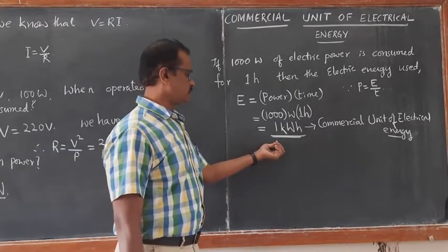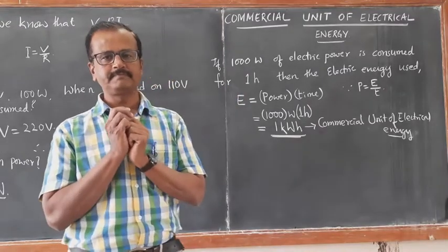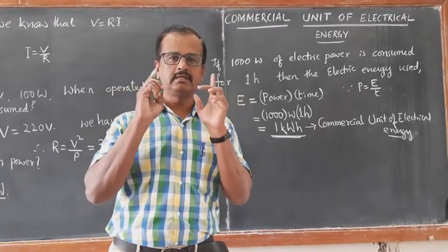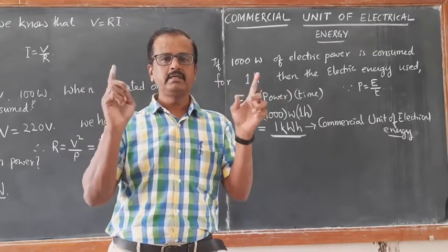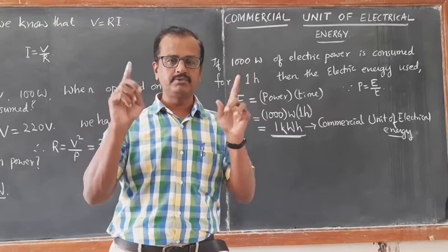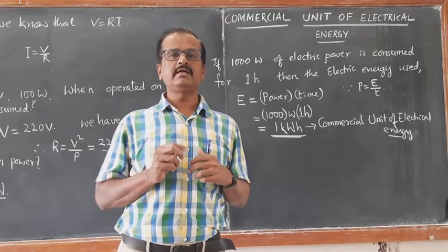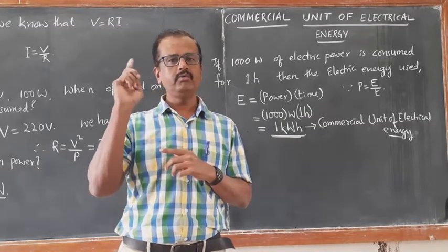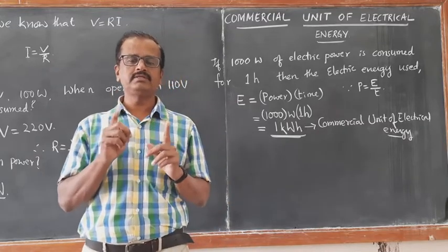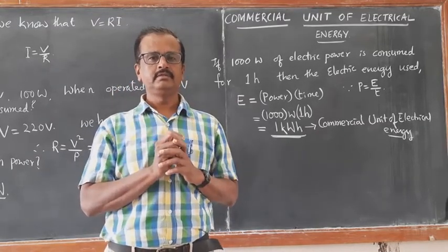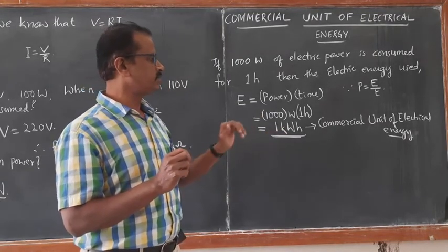Okay. So kilowatt hour. Suppose you are using 100 watt bulbs, which are 10 in number in your barrack. The 100 watt bulbs are used continuously for 1 hour. So what is the total energy utilized? 10 into 100 into 1 hour. So that becomes 1000 watt hour. 1000 watt hour is equal to 1 kilowatt hour. So 1 kilowatt hour is the electrical energy unit, that is the commercial unit of electrical energy.